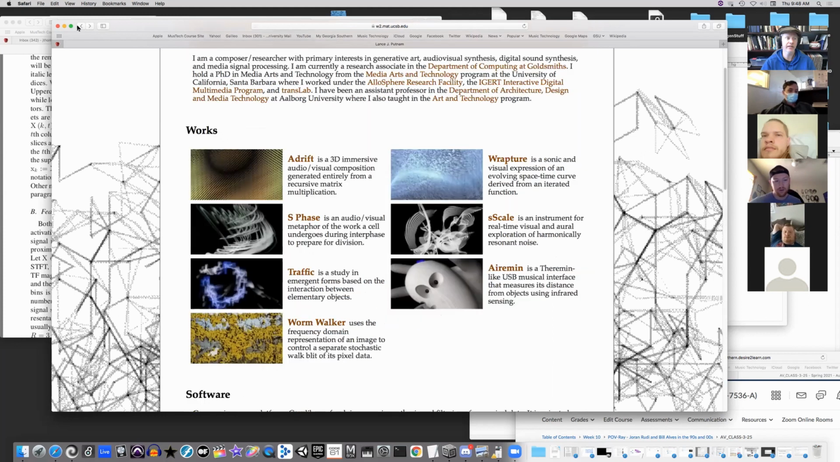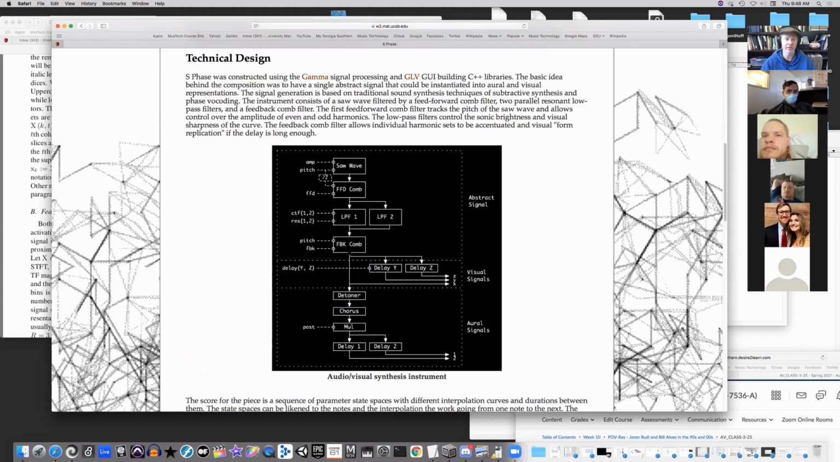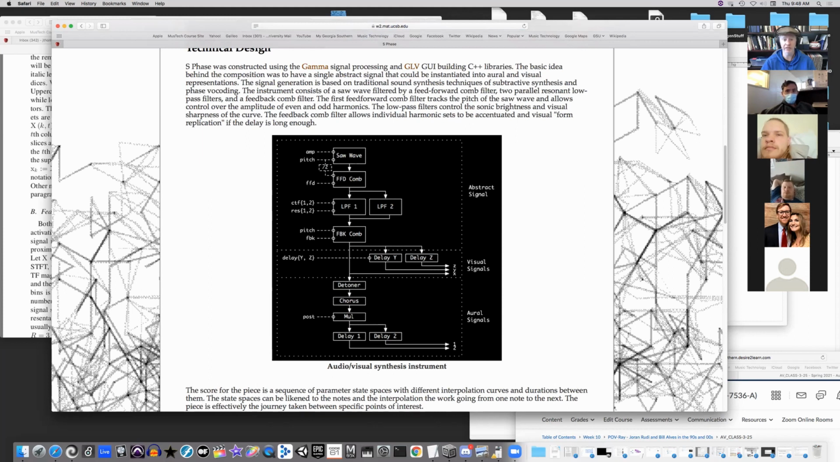Okay. Wow. And if we look at the signal flow diagram here, it's even more clear, I think. So here you see the visual signals. Okay, so we've got a saw wave going into a comb filter, and then he's using a couple low-pass filters with center frequencies and resonances. And that goes into another comb filter. And then we have the visual layer here. So X from the comb, Y and Z with little delays here. And these delays are implemented to shift the signal off of that axis, right?